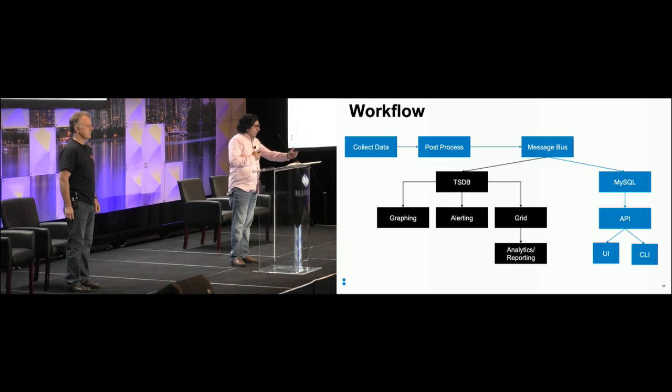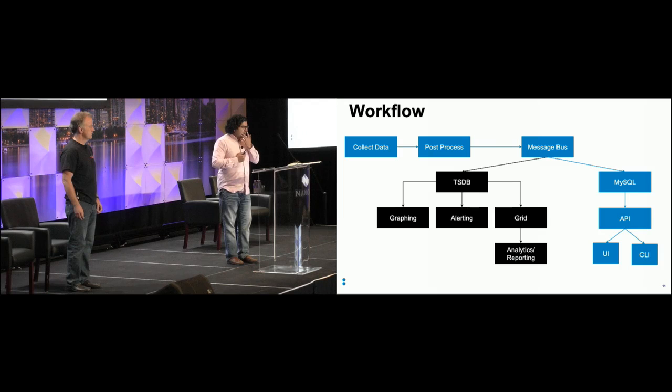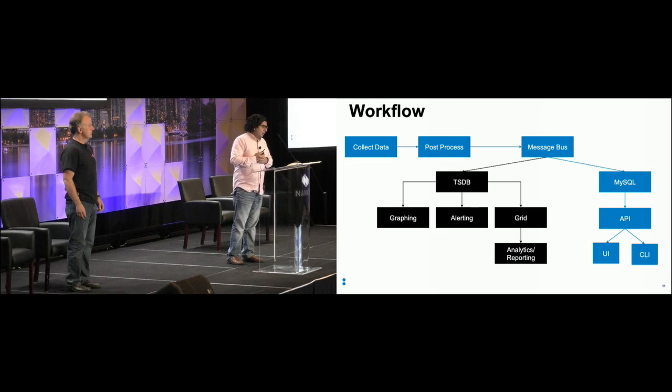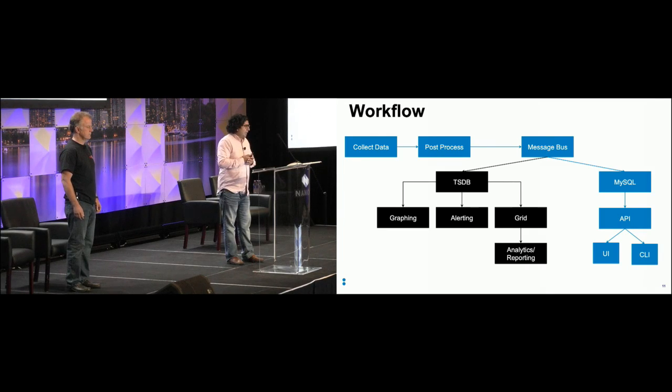Here are two workflows that I've shown. There's one workflow that takes the data and puts it in a time series database, which we use for graphing, alerting, and our internal time series database also stores the data on our internal grid, which we use for analytics and reporting. At the same time, there are use cases where we need the most recent data, not necessarily the historical data. So we have a consumer which stores this data in MySQL and exposes this through an API. And then we built UIs and CLIs based on top of those APIs, and I'll be showing an example of what that looks like.